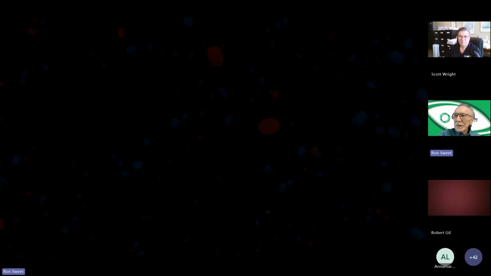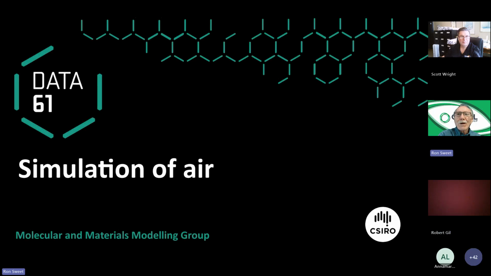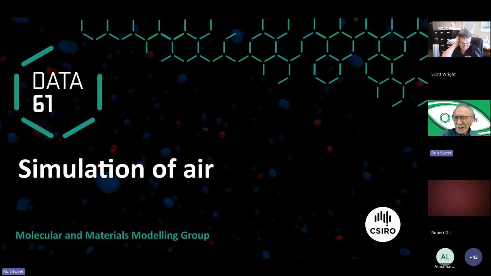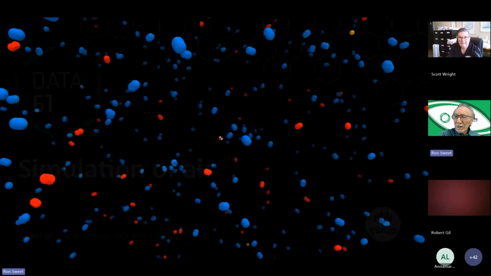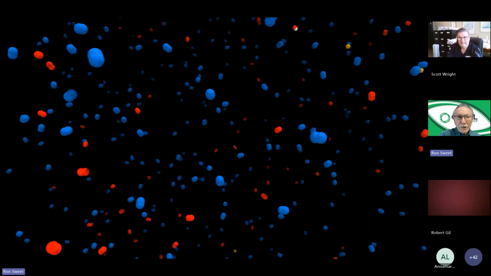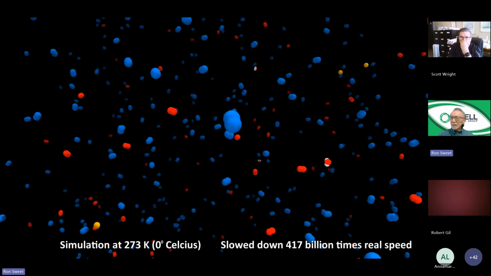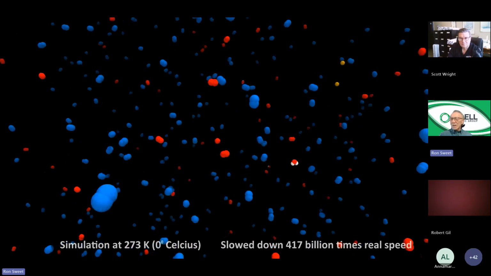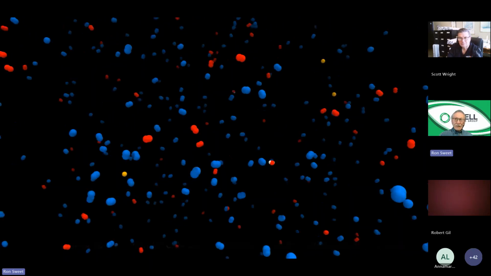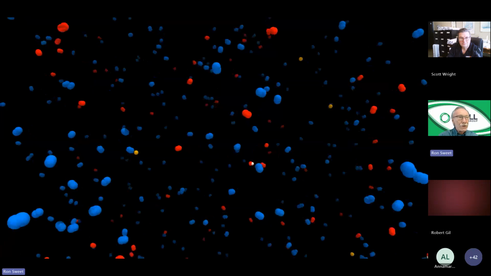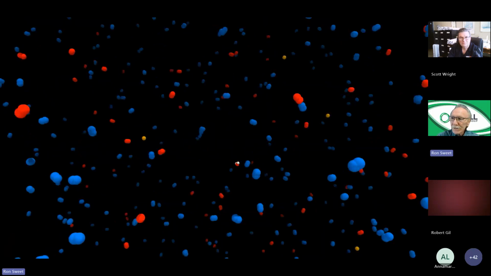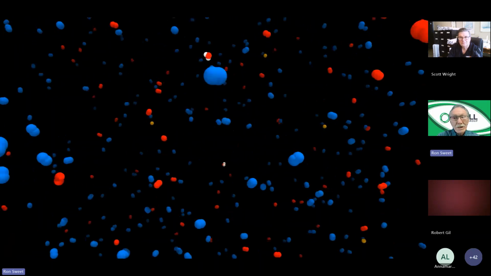So I just wanted to put that simulation of air up on my screen for a minute, that you've been watching while you've been waiting. This is the ambient atmosphere all around us. It's in constant motion. This has actually slowed down 417 billion times, and this is air magnified at 0 degrees Celsius. And you can see it's in constant motion.